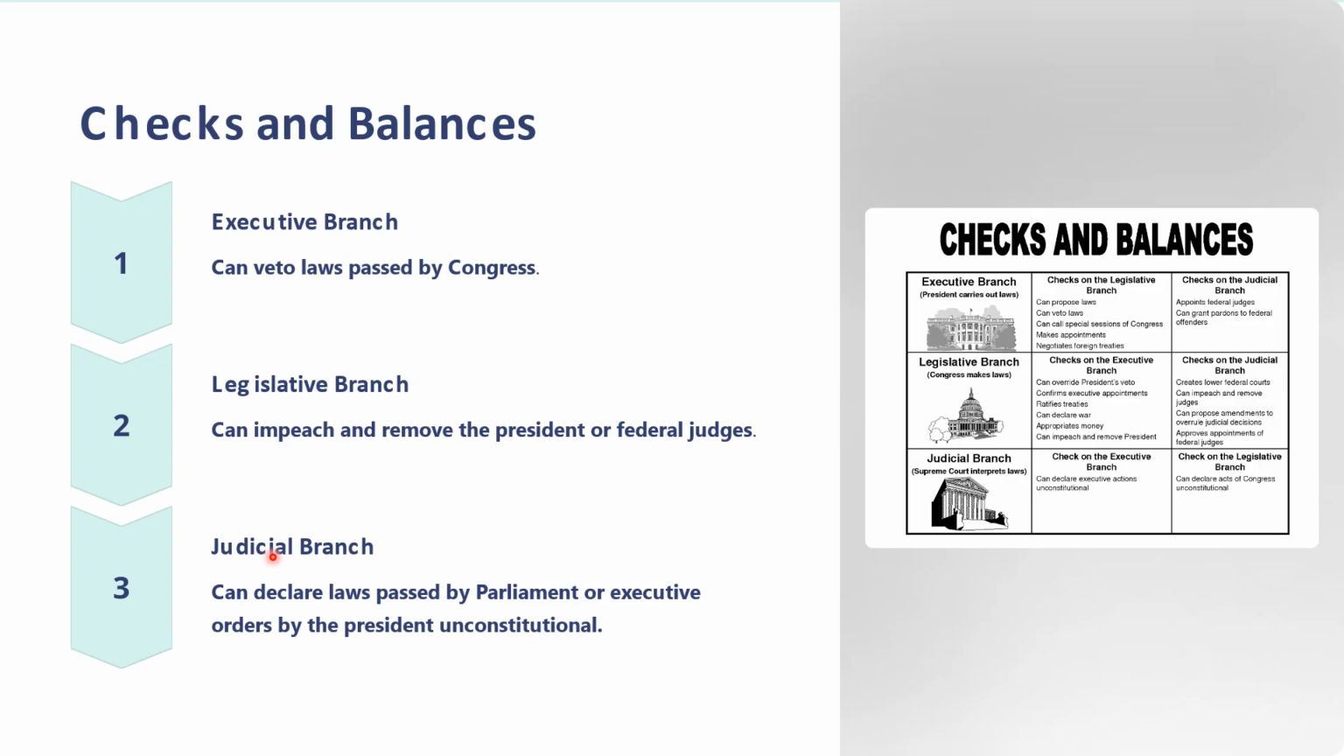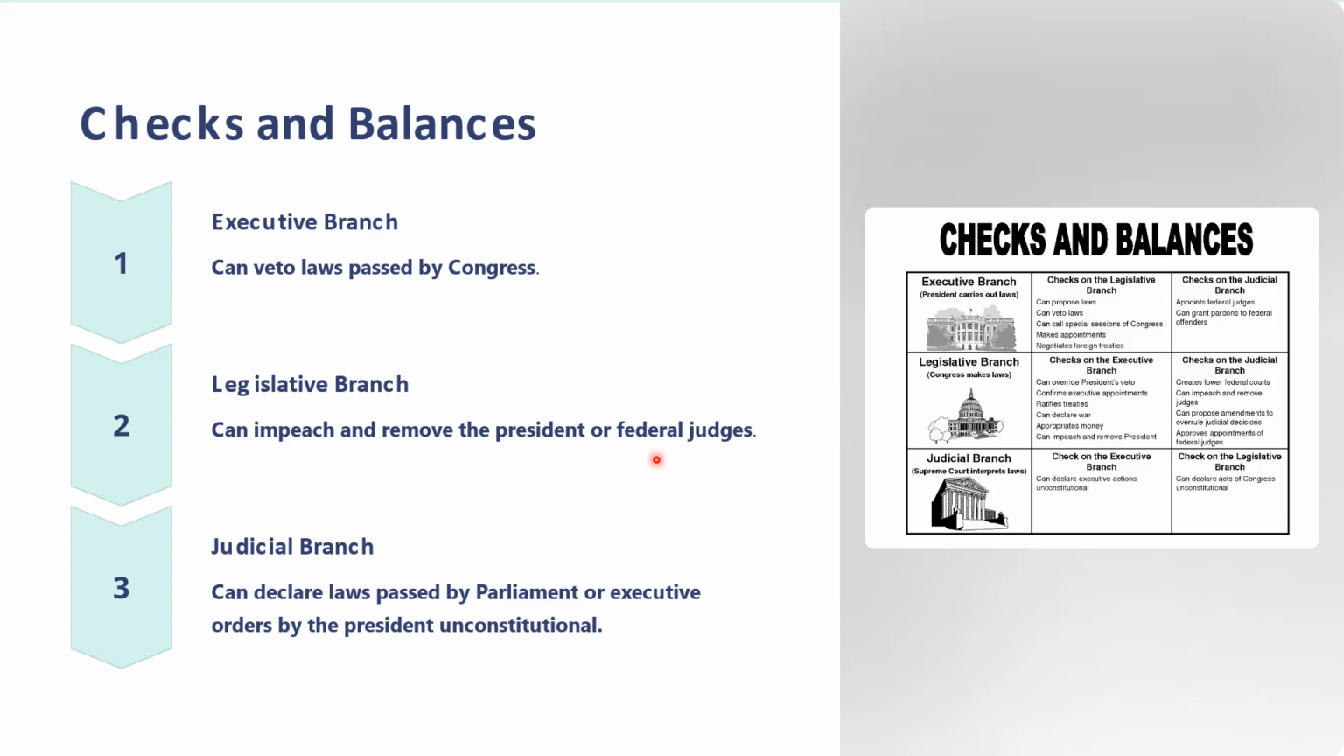The executive branch, the president, can veto laws passed by Congress. It means in America, the union legislature they call Congress. The president can issue executive orders to implement policies. And the legislature can impeach and remove the president or federal judges.